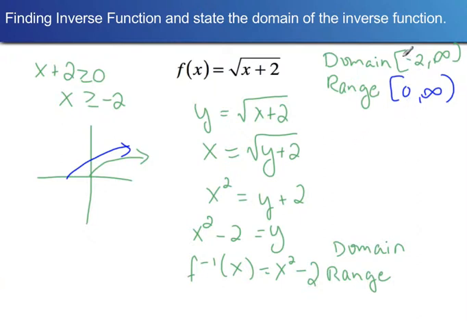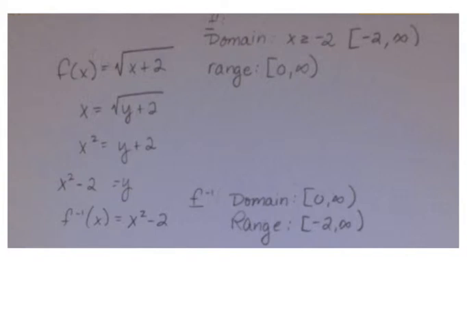Now that I have my domain and my range, I have to make sure that it matches. So my range of my function has to be the domain of my inverse. The domain of my inverse is from 0 to infinity. And the range has to match the domain, negative 2 to infinity. I hope that makes sense. Oh, and I have that drawn out for us. How nice.